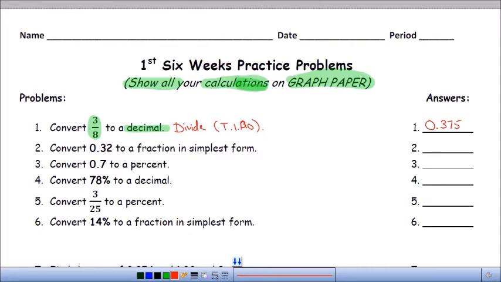Okay, number 2, we're going to convert the decimal right here, 32 hundredths, to a fraction. And once we do that, we're going to write it in simplest form. That's very, very important. Make sure you know that. Okay, so the way we do that is we use our place value.